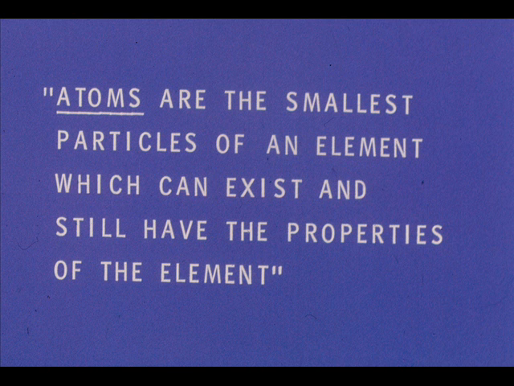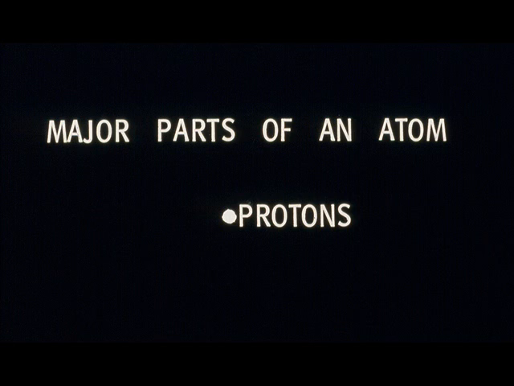We said that atoms are the smallest particles of an element which can exist and still have the properties of the element. Although atoms are too small to be seen under the most powerful microscope, scientists have been able to determine that atoms are composed of still smaller particles arranged in a rather complex way.